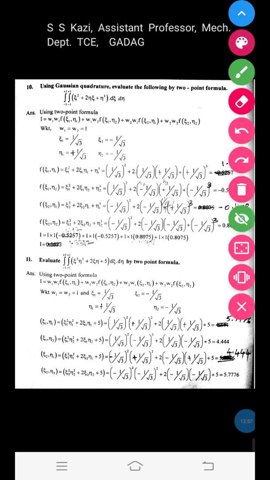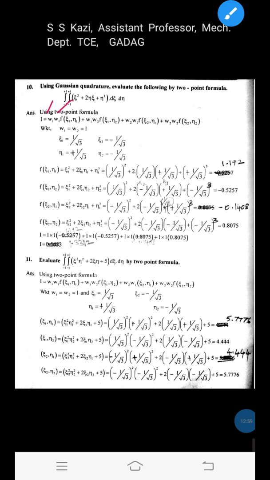Now this integral can be written as w1 into w1 f of zeta 1 neta 1, plus w1 w2 f of zeta 1 neta 2, plus w2 w1 f of zeta 2 neta 1, plus w2 w2 f of zeta 2 neta 2. Now these four terms are f of zeta 1 neta 1, f of zeta 1 neta 2, f of zeta 2 neta 1, f of zeta 2 neta 2. You find them separately. How do you find?